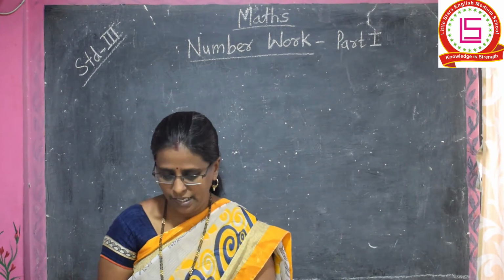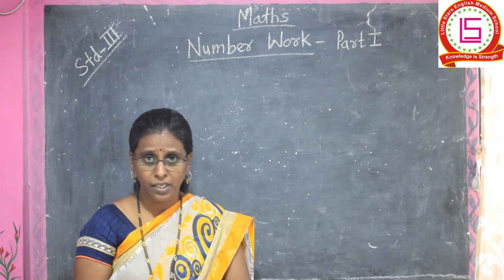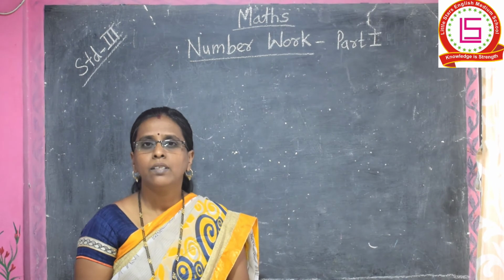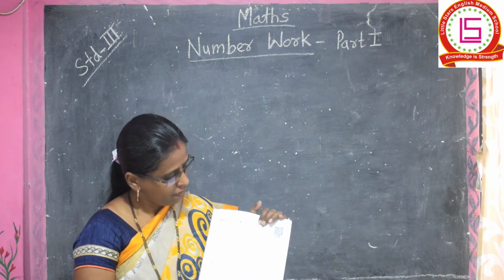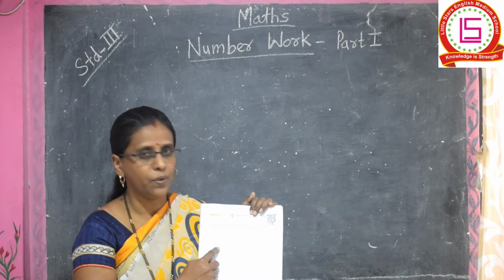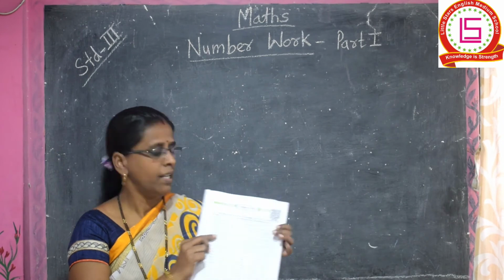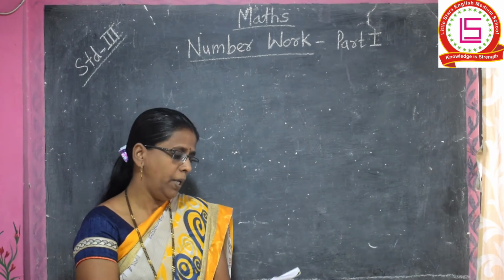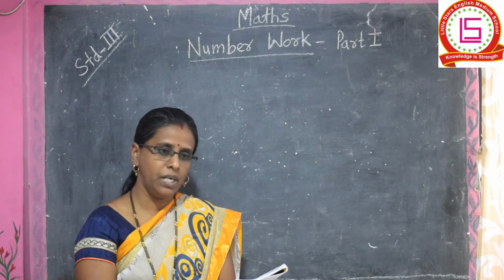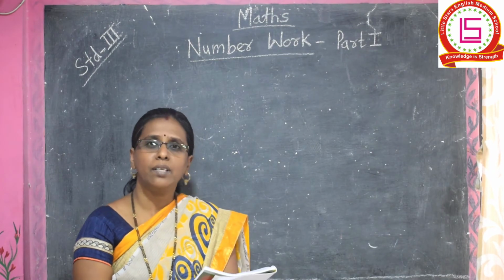Okay, then see in your textbook here. Starting there is one table given for you. Some numbers are here. See in the table below: color the boxes of the numbers from 1 to 10. We have to color these boxes.